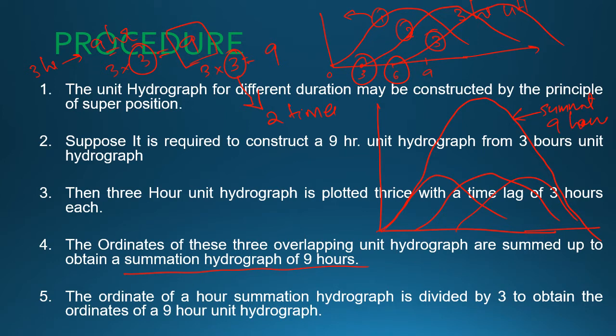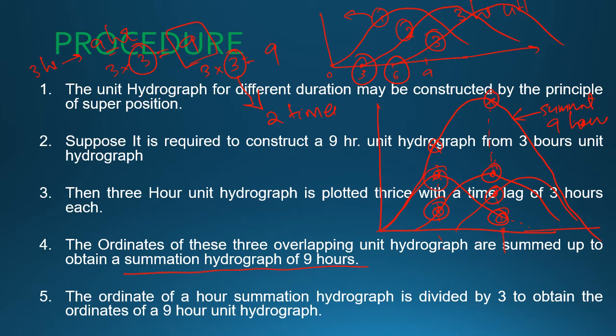For that, what we do is consider a vertical line, and each point that is intersected by this vertical line, we will be summing up the coordinates of these points, and we will obtain the coordinates of the summation hydrograph. That is, at this point we will draw a vertical line, and there will be 3 points where the vertical line intersects the hydrographs, and we will sum up all the coordinates of those intersecting points, and you will obtain this ordinate of the summation hydrograph.